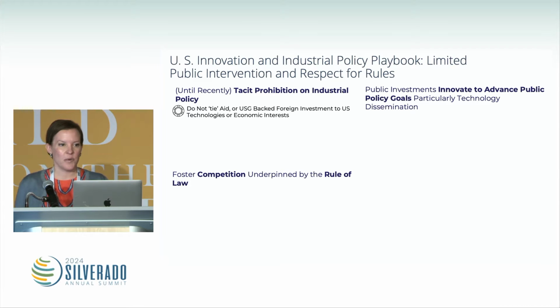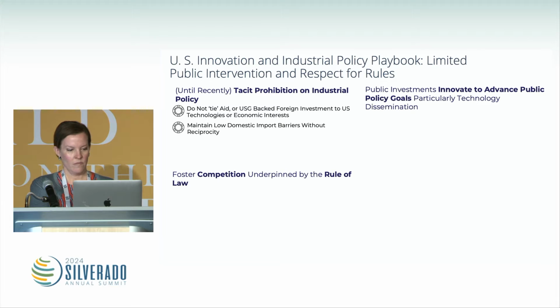So one of the first things the US does in order to not do industrial policy is to not tie aid. We spend a lot of money on foreign aid, but we have no formal ties in US government-backed investments to US technologies or economic interests. We also maintain low domestic barriers to trade without any sort of express policy around reciprocity, regardless of what the policies are of the government we're working with.